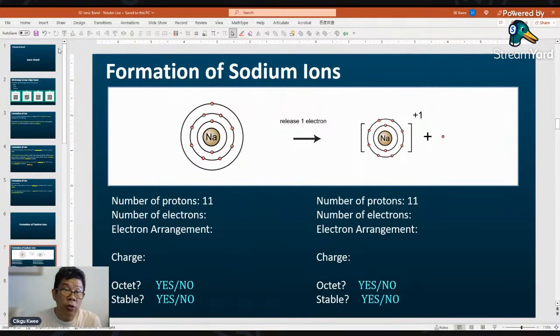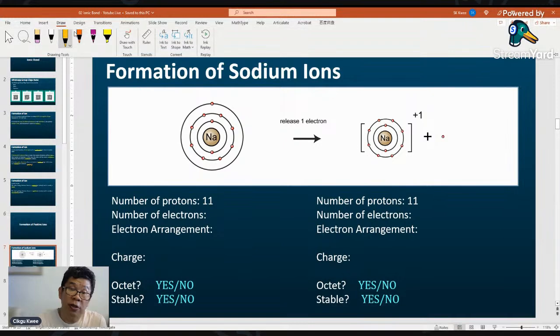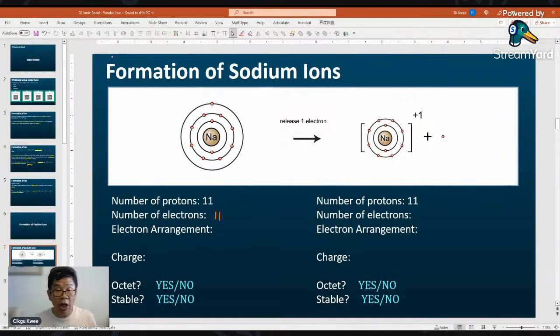Okay, so if we want to know the electron arrangement, first, of course, we can see from the diagram. Second, we can predict from the number of electrons. So this is an atom. It has 11 protons, and the number of electrons must also be 11 because an atom is neutral, so the number of protons must be equal to the number of electrons. Therefore, the electron arrangement is 2, 8, 1. The first shell has 2 electrons, the second shell 8 electrons, and the third shell has 1 electron.